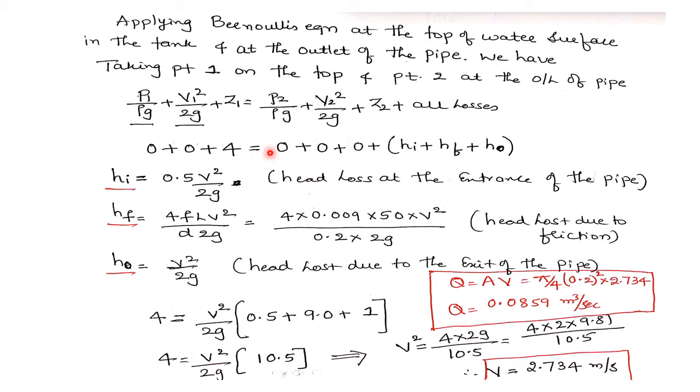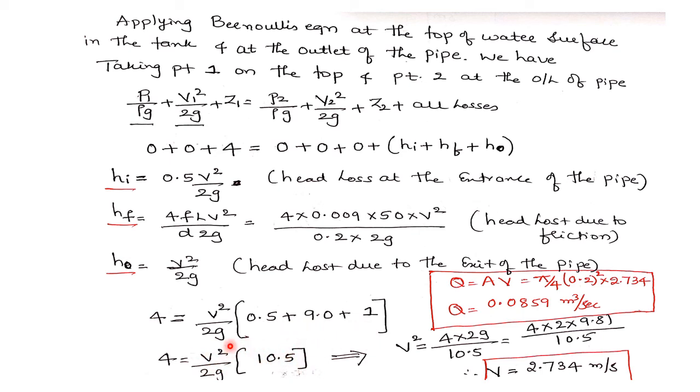Now we substitute all these values in the equation: 4 equals, since V square divided by 2g appears in every term, I will take it as common. This is 0.5 plus, simplifying, 4 into 0.009 into 50 divided by 0.2, which I got as 9, plus 1 for V square divided by 2g. If I add all these, this will be 10.5.